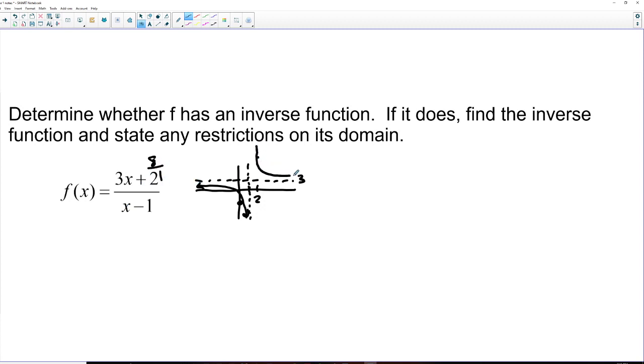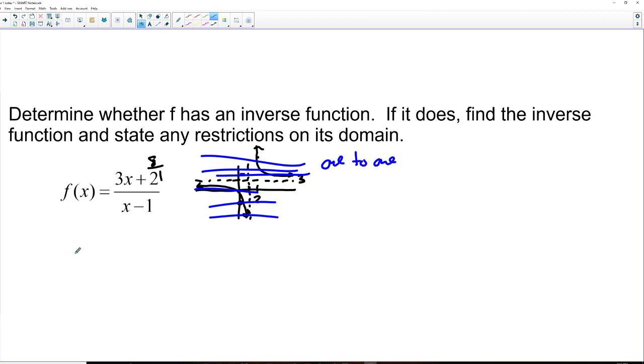So this passes the horizontal line test. No matter where you would draw a horizontal line, it would only cross one point. That means this function is 1 to 1, which means it has an inverse.